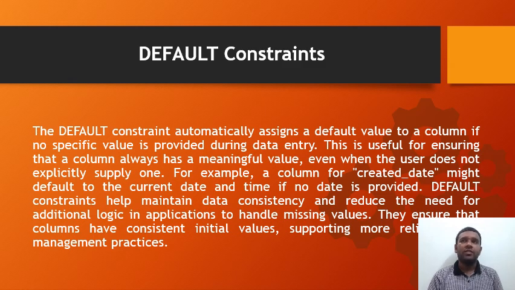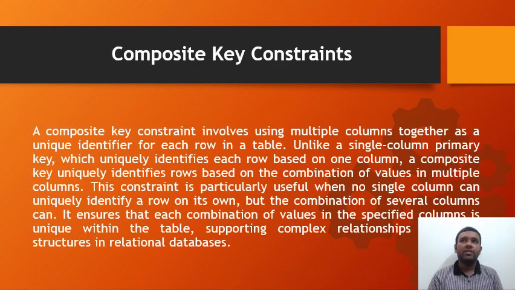Next one, composite key constraints. A composite key constraint involves using multiple columns together as a unique identifier for each row in a table. Unlike a single column primary key, which uniquely identifies each row based on one column, a composite key uniquely identifies rows based on the combination of values in multiple columns.